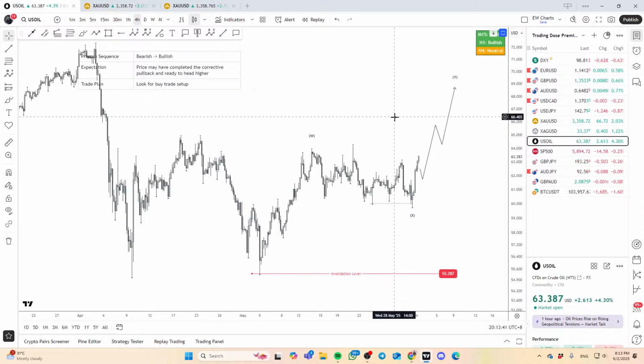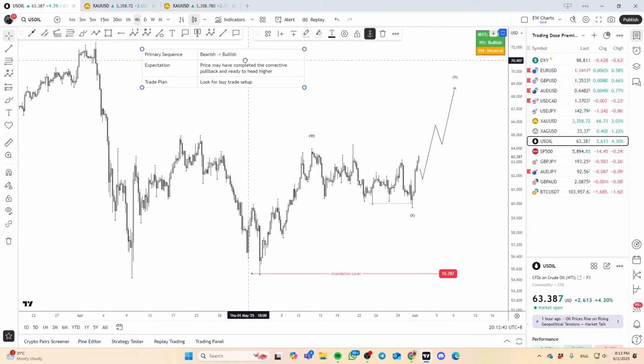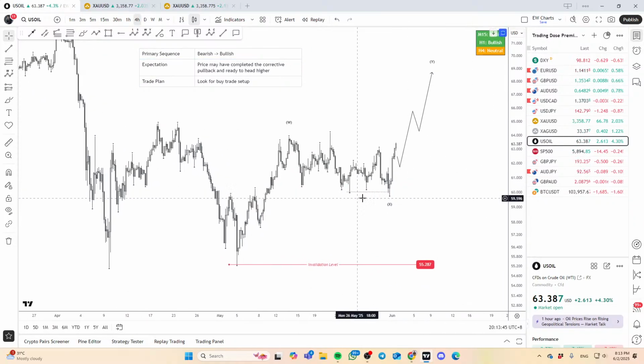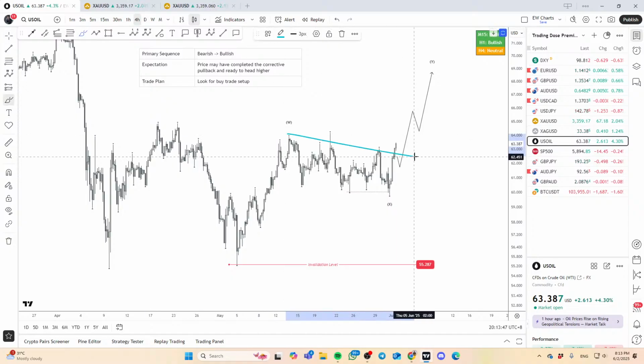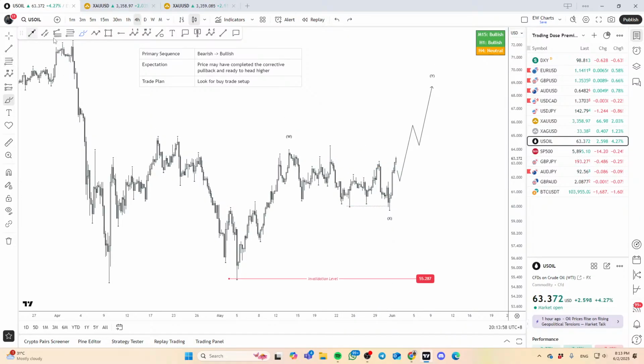Crude oil, bullish bias, right? On the 4-hour time frame, what we are looking at is this correction may have completed. We have a very nice little sweep of the recent low here as well, and then an impulsive push, right? So this is definitely moving towards bullish bias. We're looking at a buy trade setup.